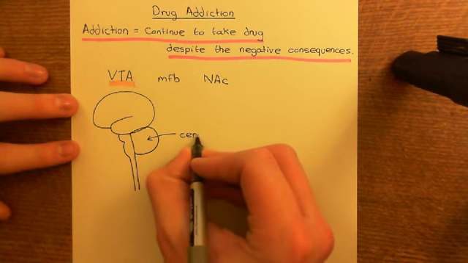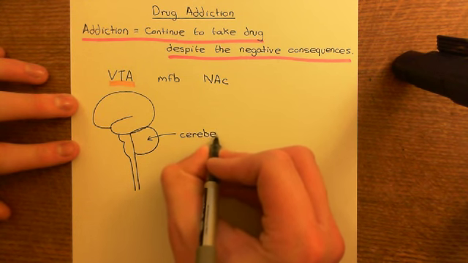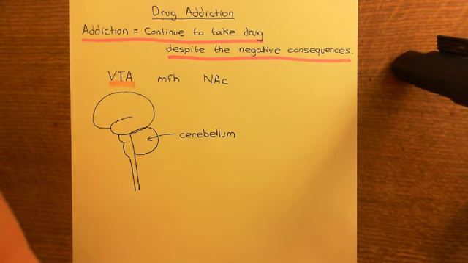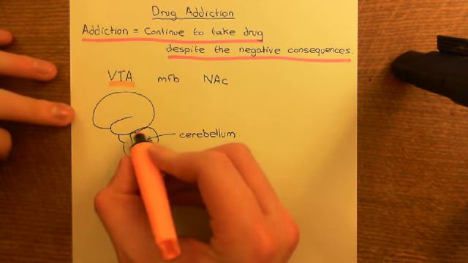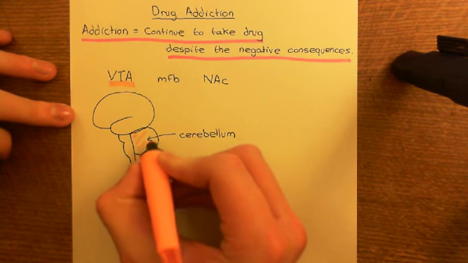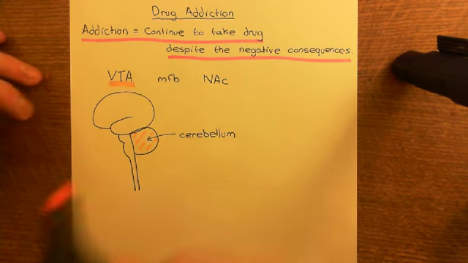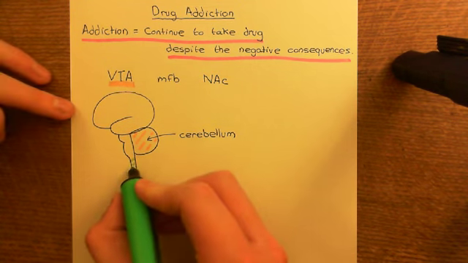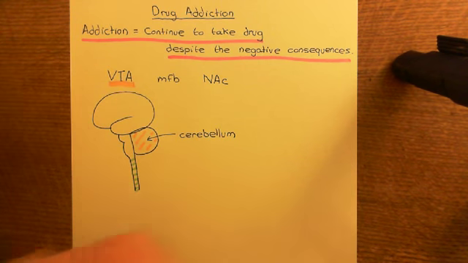So let's label up the portions that we've got here. This structure that I'm putting here is the cerebellum, which, as I say, literally means little brain. It's very important in the motor system, but we're not going to see it in this video because it's not thought to be involved in drug addiction. Then we've got the spinal cord here.